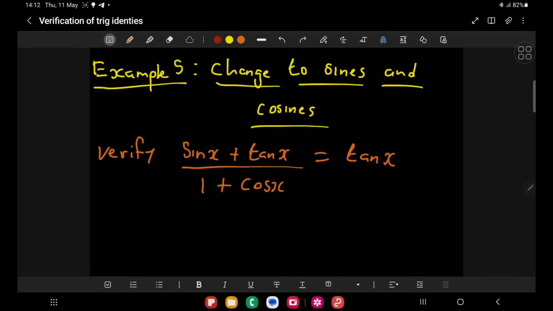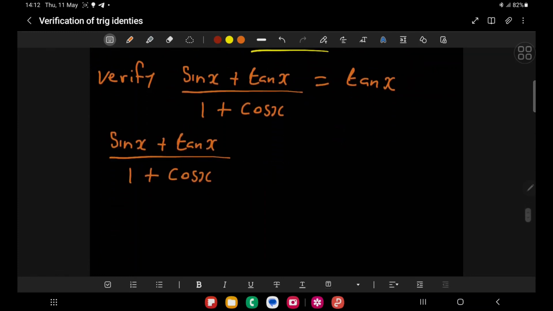Okay, the last example we have is we need to change to sines and cosines. So this one is this expression that we have, sin x plus tan x over 1 plus cos x. We need to verify this identity is equal to tan x. So of course we'll begin with the left hand side because it's complicated. So picking the left hand side, we have that. And then resolving it, we're saying we need to change into sine and cosine.